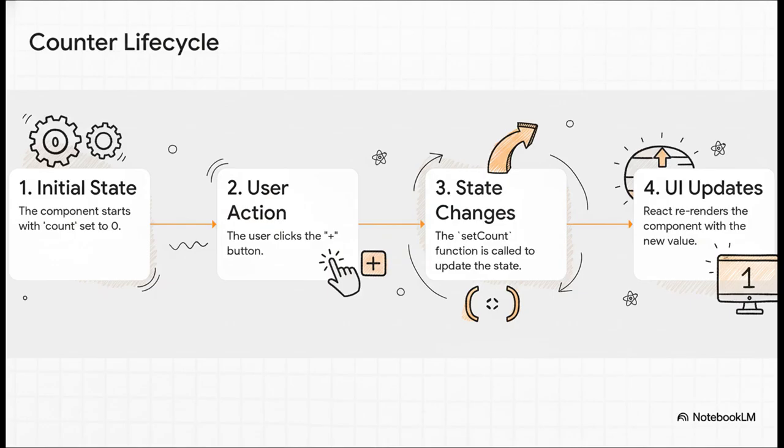Step 2, a user does something, right? An action. They click the plus button. Step 3, that click calls a special function whose job is to update the state. It says, hey, change the count from 0 to 1. And then step 4, this is the magic part, React sees that the state has changed and it automatically updates the UI to show the new number. And that's the fundamental loop, every single time. Action leads to a state change, which leads to a UI update.